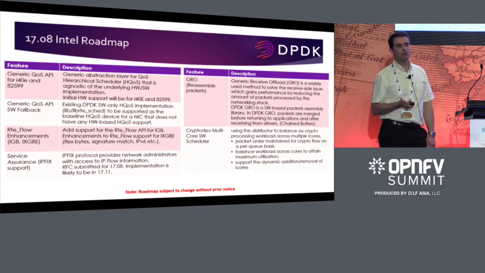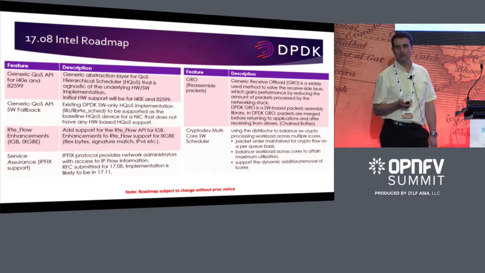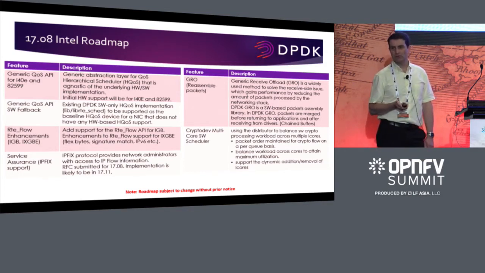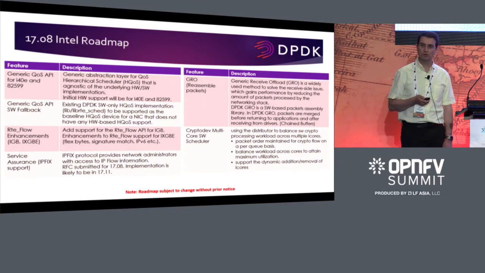There are also QoS capabilities supported by various Ethernet devices. So what we're doing in 17.08 is a generic QoS scheduling API that will support the Fortville and Niantic Ethernet controllers, and also will work on top of the existing DPDK software quality of service implementation. So that's just continuing the trend towards more consistent and more generic APIs.